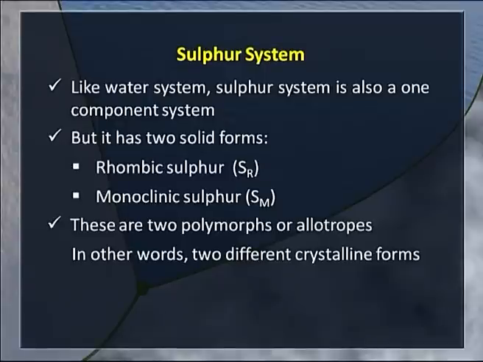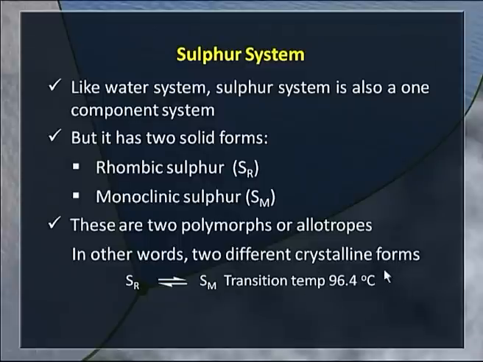Polymorphism is a phenomenon which has now become a big issue in the pharmaceutical industry, because many of the drug molecules show polymorphism. Not in this particular case, we are interested in rhombic and monoclinic sulphur. If you heat rhombic sulphur, you can convert that into monoclinic, and if you cool it, you can get back your rhombic sulphur. That means it is a reversible change, and this transition occurs at 96.4 degrees centigrade. Such a phenomenon is known as anisotropy.